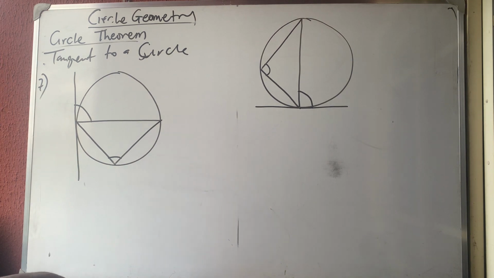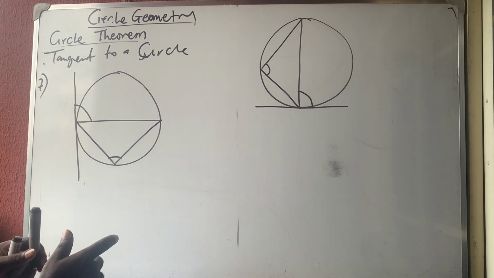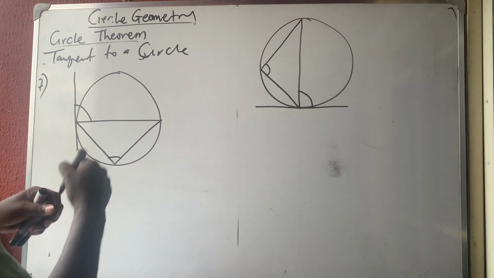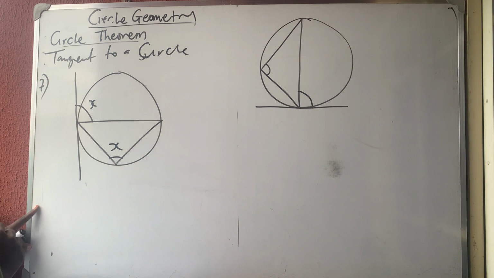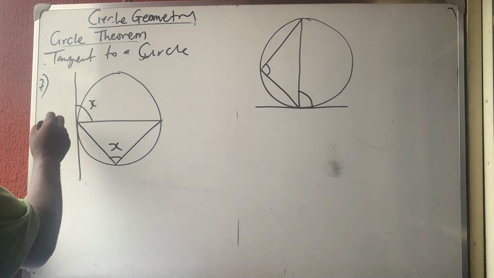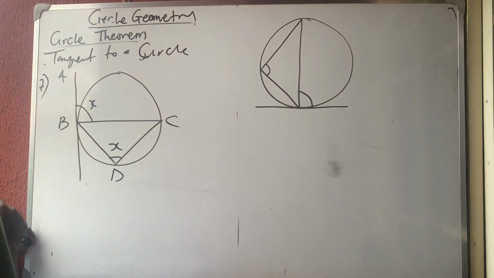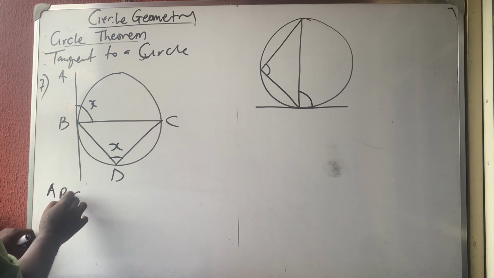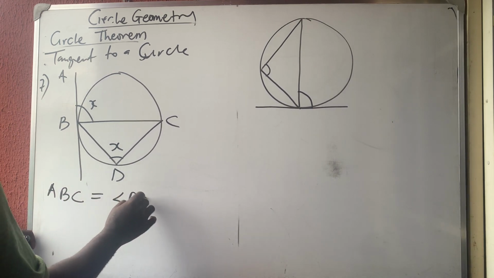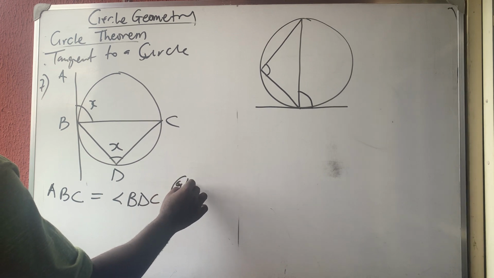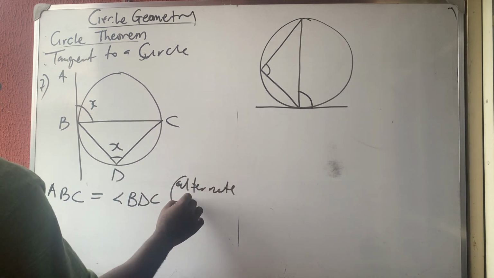The angle between a tangent to a circle and a chord drawn through the point of contact is equal to the angle in the alternate segment. So we just call it that, or in short form we call it alternate segment. So if here is x, we say that here is equal to here, and the reason is alternate segment. So if here is A, B, C, D, we say that angle ABC is equal to angle BDC. My reason is what? Alternate segment.